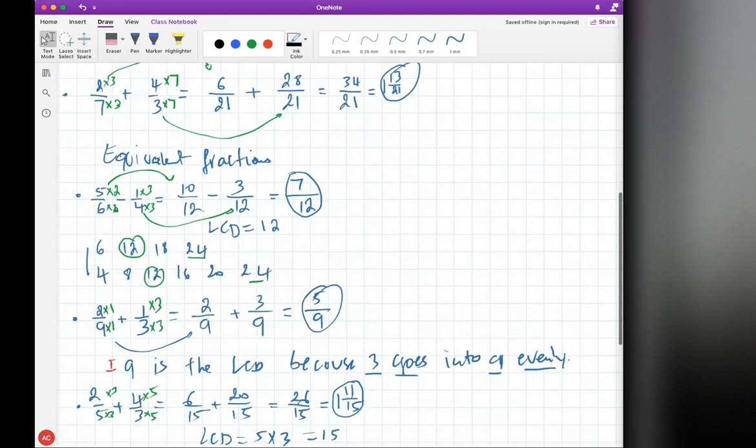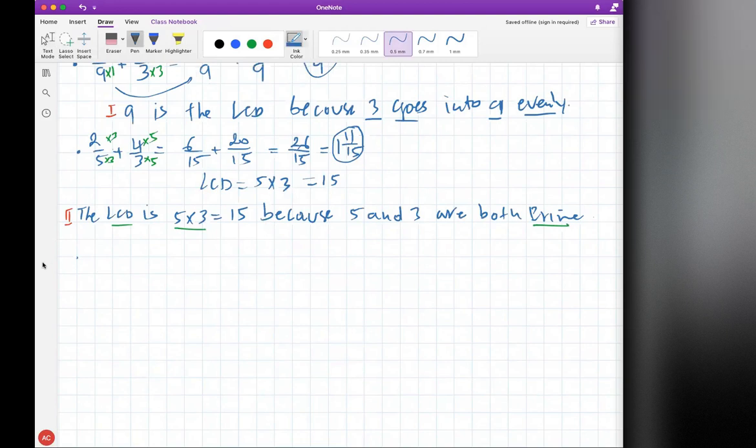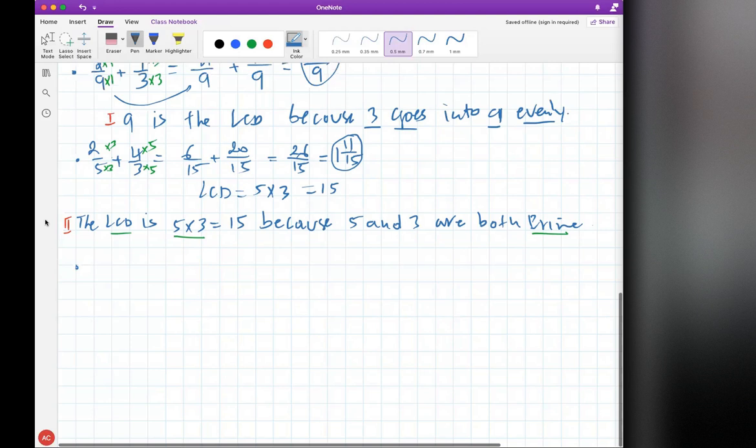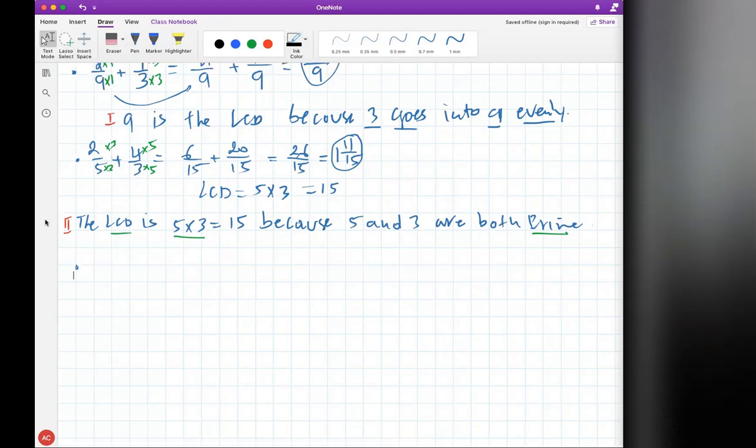For example, here, 4 and 6. 4 does not go into 6. And also they're not prime, so we didn't multiply them. So just by thinking about the multiplication table, you can say 12, or you may do it this way. If you can't see it's 12, just do the multiples. And those are the 3 tricks to find the LCD, and it can be very quick. Make the math faster. Before that, let me give you one last example.